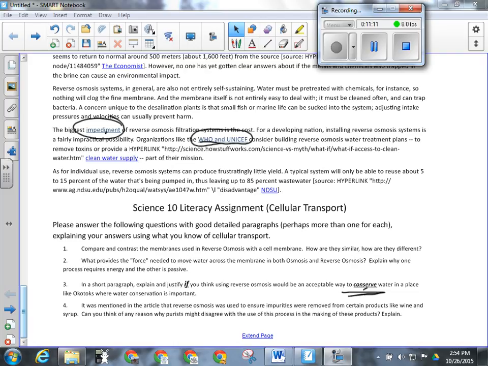Contrasting is how they are different. Okay, we know they do the same job, but maybe they're made of different materials, and I believe the article does mention a few materials that reverse osmosis membranes can be made out of. That would be something different. So if you look through there, you can find a couple of those differences.